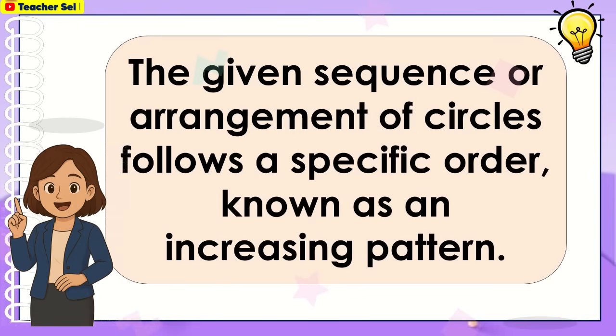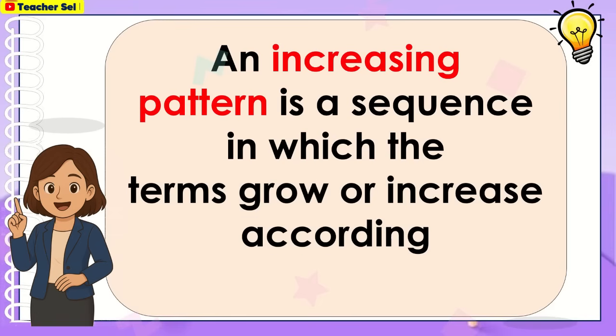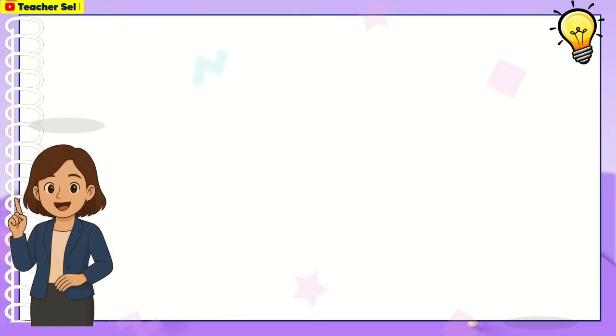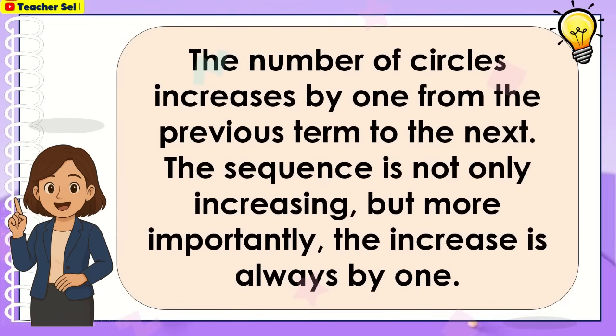The given sequence or arrangement of circles follows a specific order, known as an increasing pattern. An increasing pattern is a sequence in which the term grows or increases according to a certain rule. In this sequence, each figure is called a term. To determine the next term, we follow a rule. The number of circles increases by 1 from the previous term to the next. The sequence is not only increasing, but more importantly, the increase is always by 1.